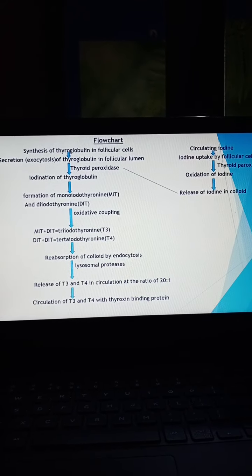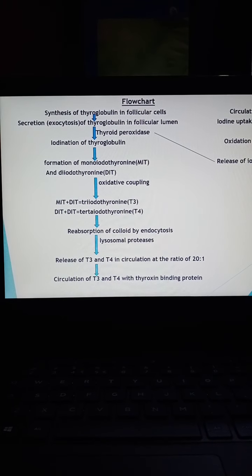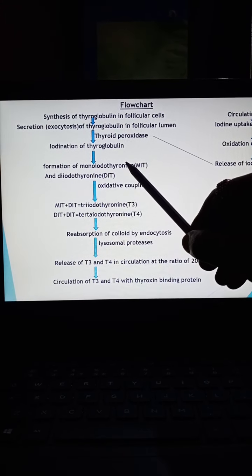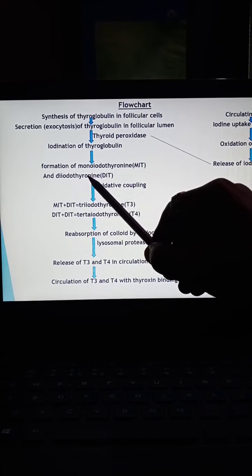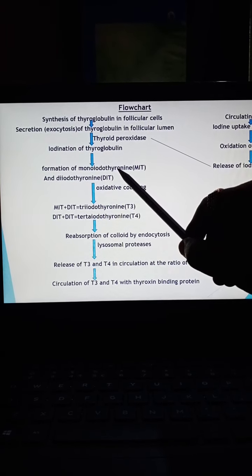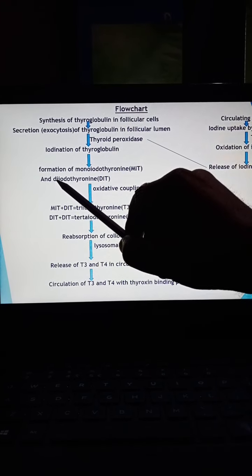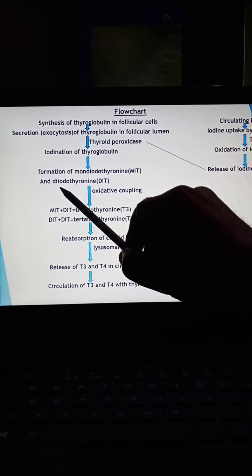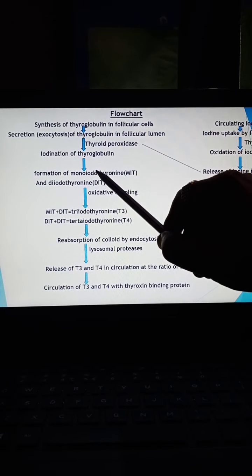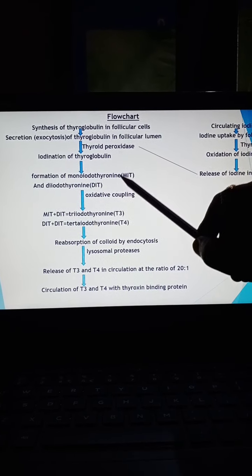Now the next stage is the formation of monoiodothyronine and diiodothyronine. When one molecule of iodine combines with the thyroglobulin, it is called monoiodothyronine. When two iodine molecules combine with the thyroglobulin, the formation is diiodothyronine. After this formation, oxidative coupling takes place. This all happens in the follicular cavity.